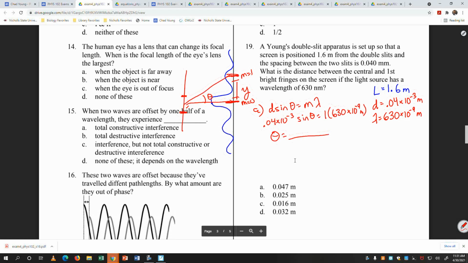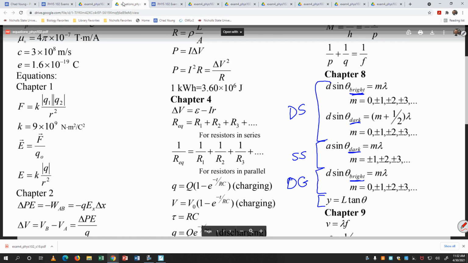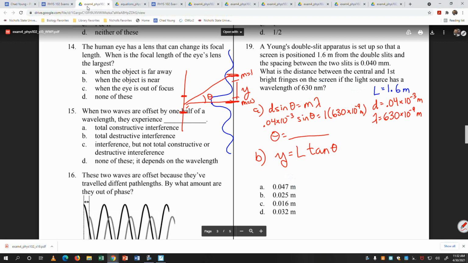I don't know what it is, I'm just going to leave it at that. But whatever the angle theta is, it's usually pretty small. Then the next step is you say y equals L tan theta. Remember, on your equation sheet, that was that general equation at the end. It's really just the definition, your true definition for tan. Okay? So you say y equals L tan theta. L is 1.6 meters times the tangent of whatever your angle theta is, whatever theta is that you found here, you put in right there. And then that gives you your distance.